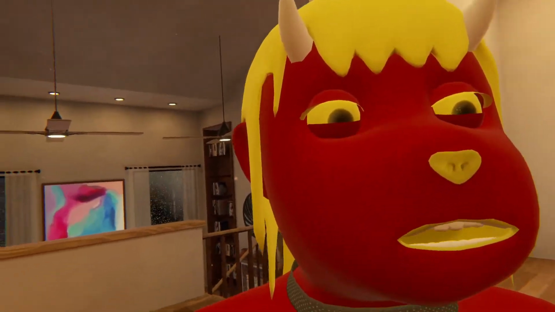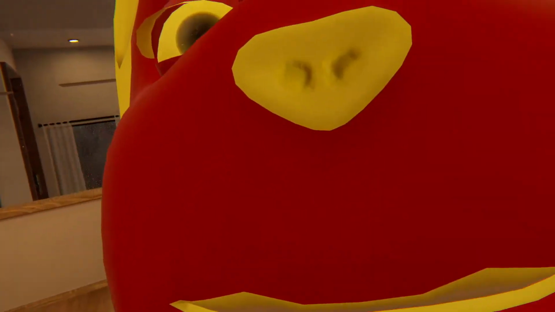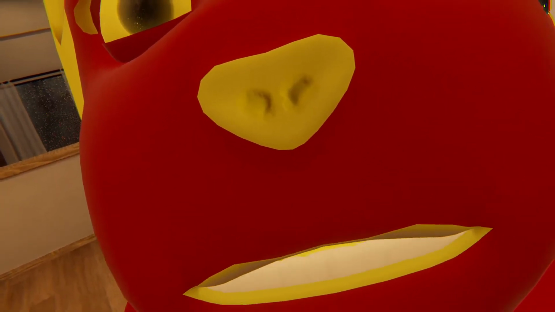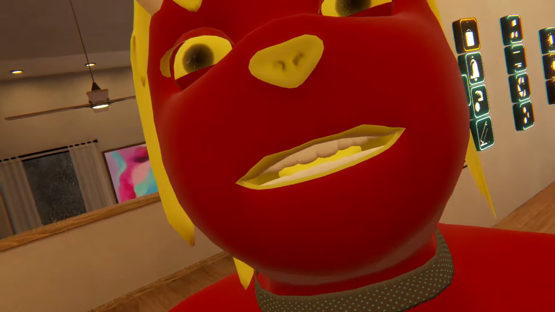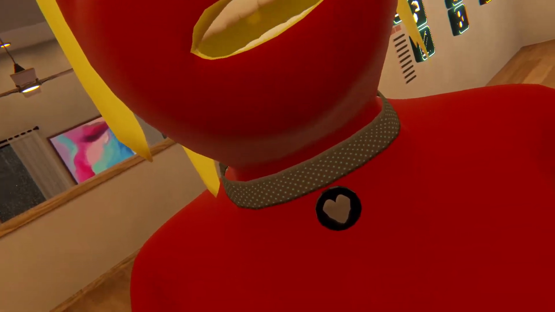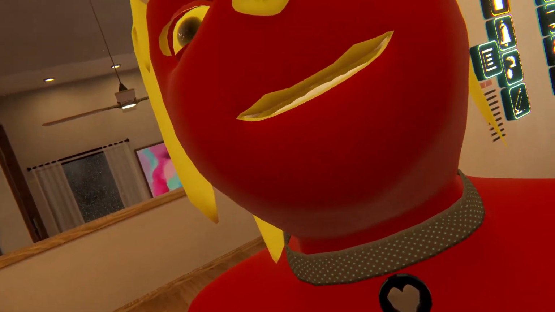I also added an ambient occlusion and normal maps for the teeth and so on, and the back of the throat.